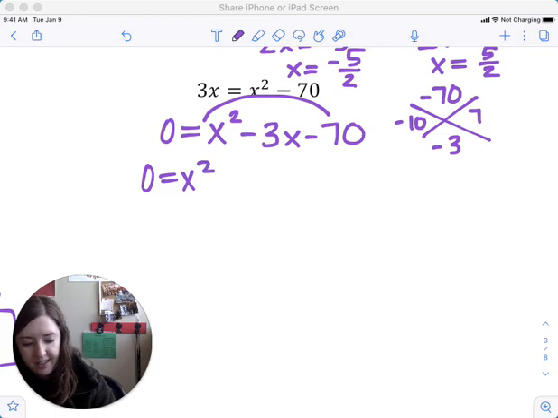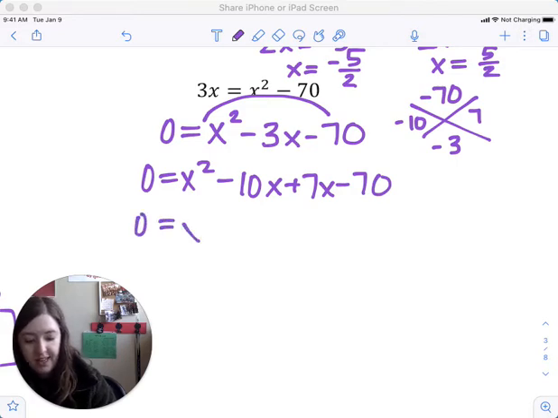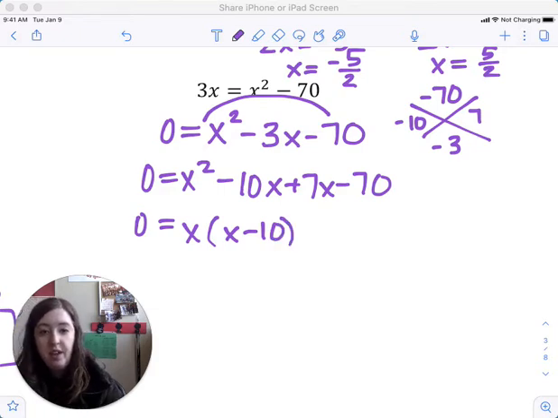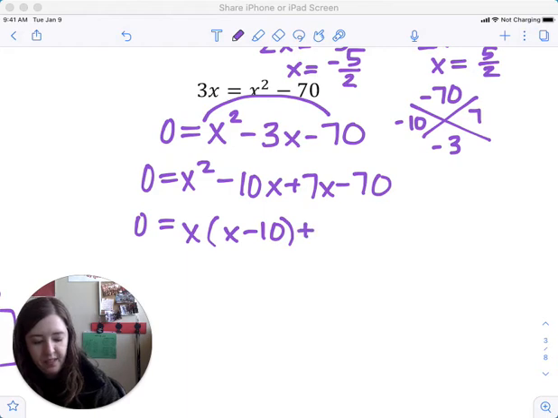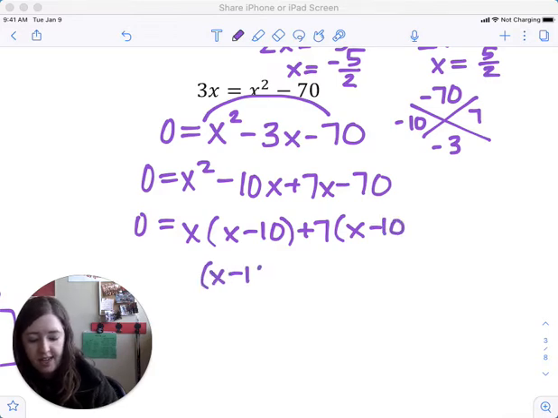So if we factor this down, minus 10x plus 7x minus 70. The greatest common factor of my first two terms is x. I'm left with x minus 10 in the parentheses. The greatest common factor of 7x and 70 is 7, so I have plus 7. When we divide 7x minus 70 by 7, we get x minus 10. So then we factor out what they have in common, that x minus 10, and I'm left with the stuff on the outside, x plus 7.